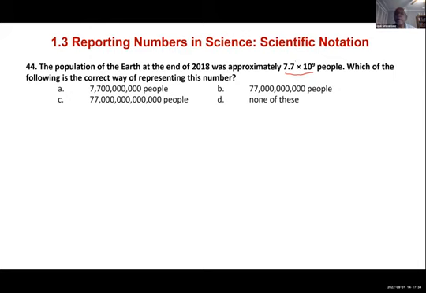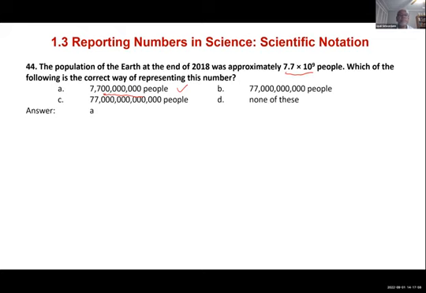How many zeros do you have to have? 8 zeros after 77. So 8 zeros is right here. 1 to here, then 8 more. So the answer is A. Did you get that one?